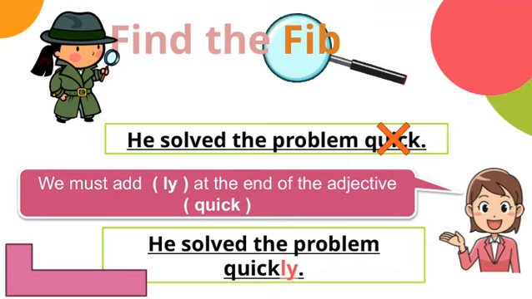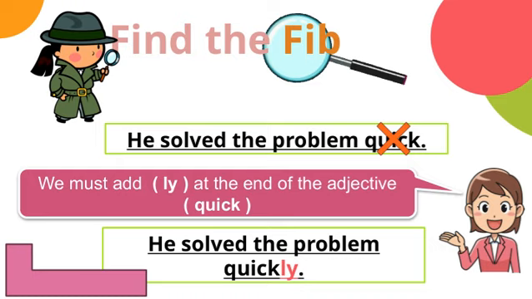Now let's look at this example. He solved the problem quickly. Notice how we add ly to the end of the adjective quick to turn it into an adverb. This is a common way to modify verbs and describe how something is done. So instead of saying, he solved the problem quick, which is grammatically incorrect, we should say, he solved the problem quickly. The ly makes the adjective into an adverb, which is what we need here.